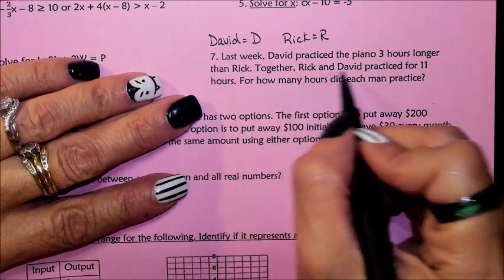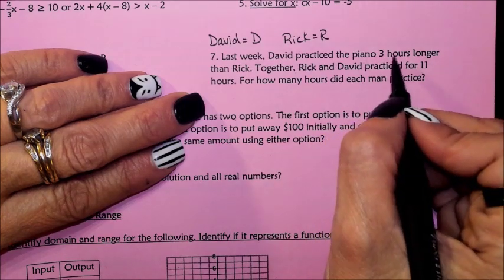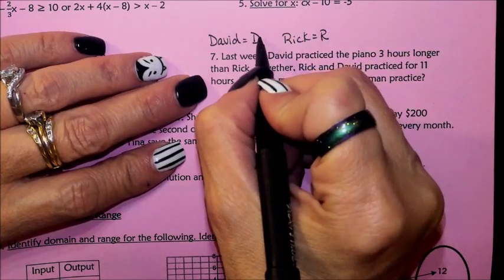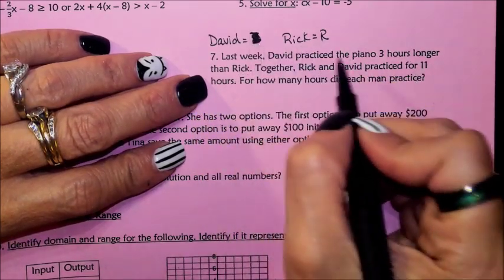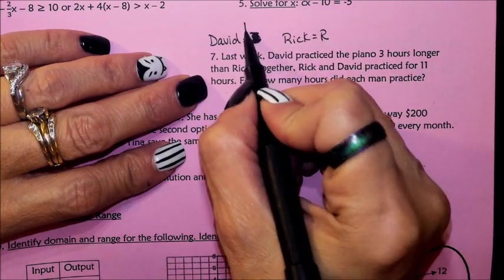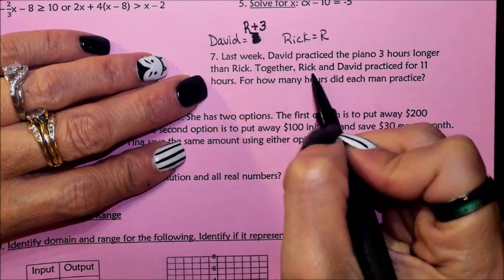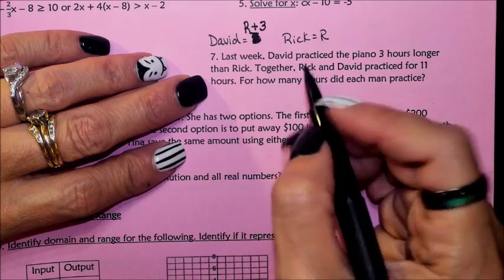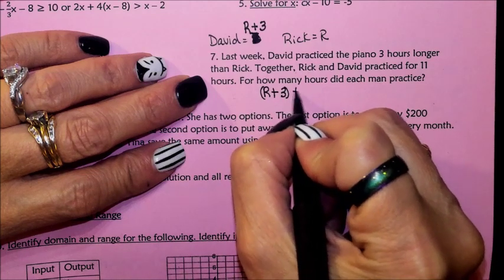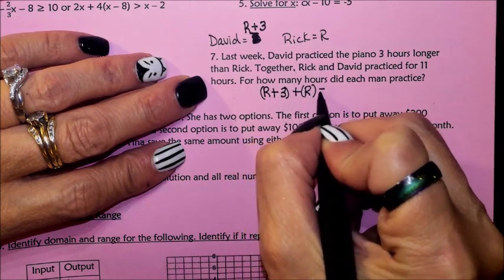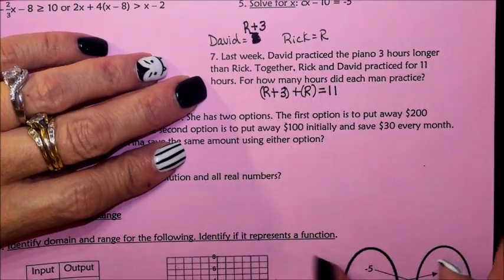So together, they practiced for 11 hours, right? And last week, David had practiced longer than Rick. So if I said Rick is R and David practiced 3 hours longer, could I write that David is Rick's time plus 3 hours, right? Couldn't I say that? And if I add David's time, I'll put that in parentheses, to Rick's time, how much should this add up to? It should add up to 11 hours. So the question is, how many hours did they each practice?